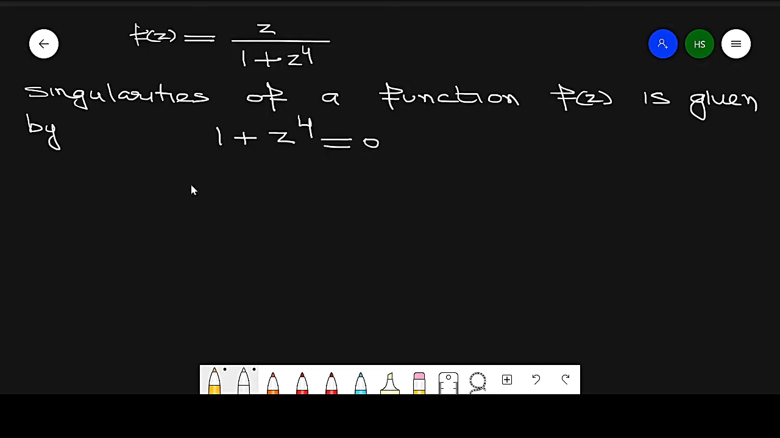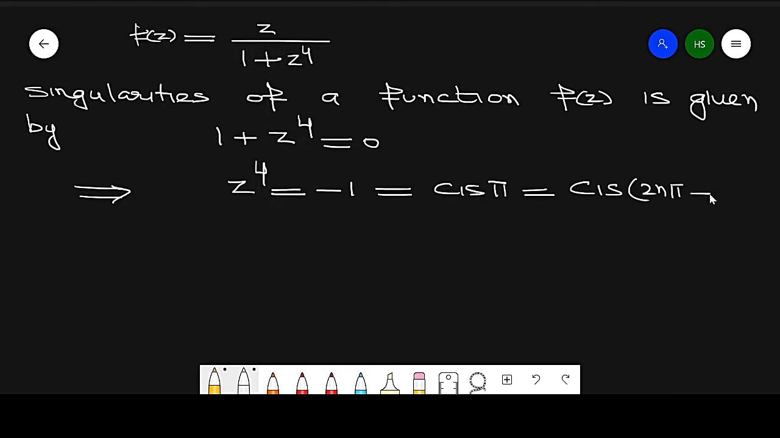So 1 plus z raised to power 4 is equal to 0. So we get z to the power 4, which is equal to -1. This is cis pi, and adding 2n pi, this is equal to cis of 2n pi plus pi, where n belongs to the integers.